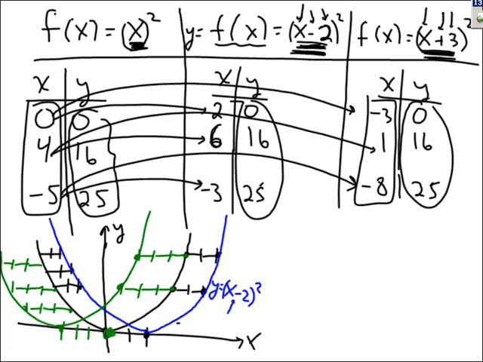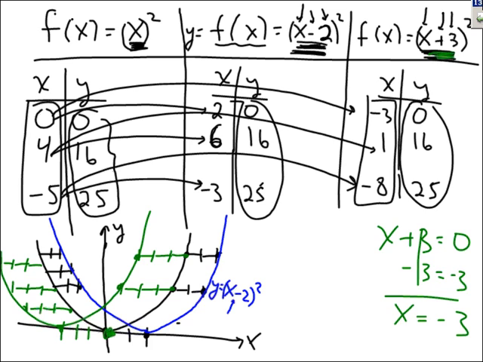Okay, how do you know to go to the left or right? The easiest way I can think of is take what's being squared. It's called the argument, x plus 3. Set it equal to 0. Solve that equation. X equals negative 3. Negative means to the left. Goes 3 to the left.